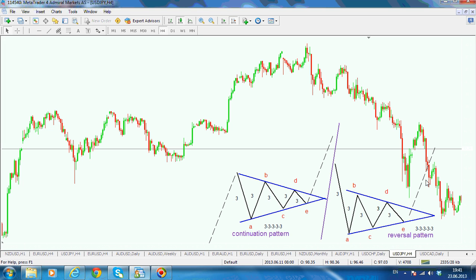Being a continuation pattern, most of the time, one way to interpret contracting triangles after they are broken is to measure the entire length of wave A in the triangle and project the distance from the breaking point, and that would also be a measure move. So take the whole wave A, project it to the upside at the moment of break, and that would be your measure move for the contracting triangle. Let's move on with the contracting triangles in the next recording, please.